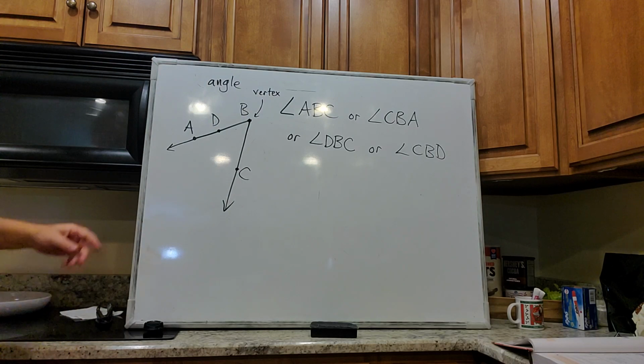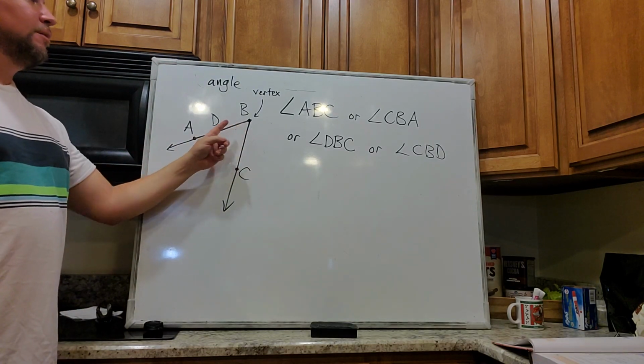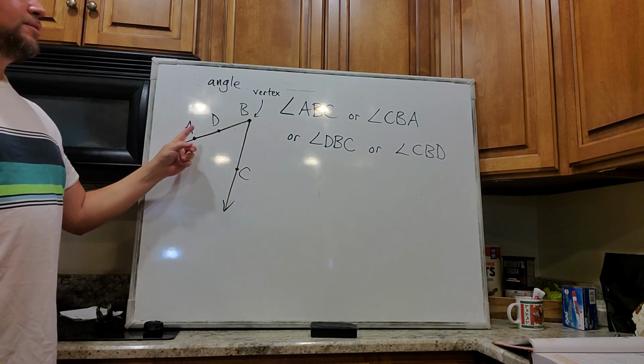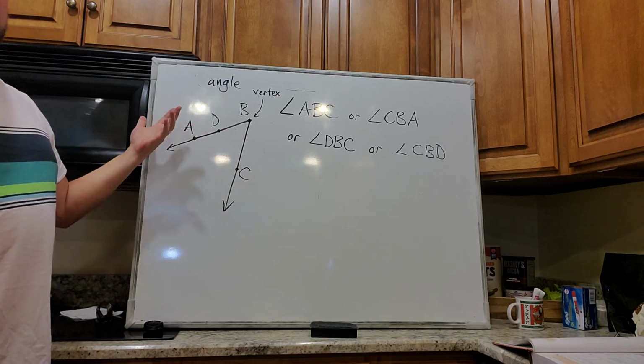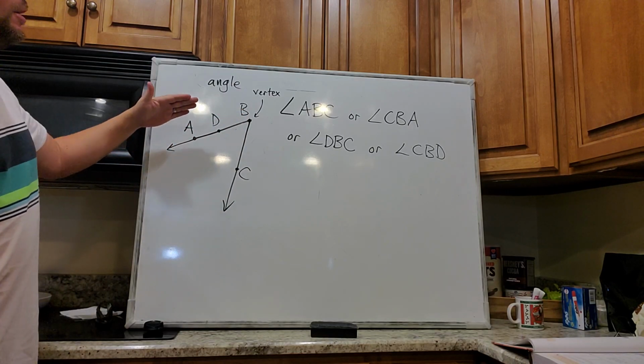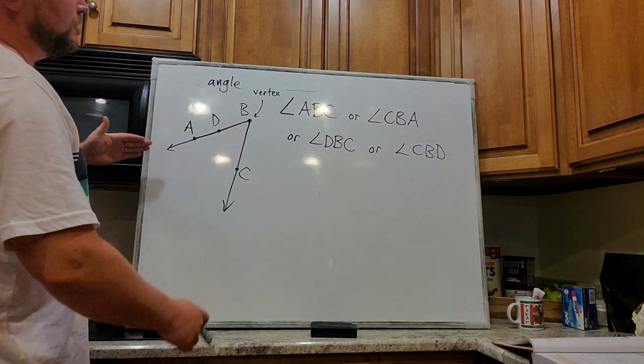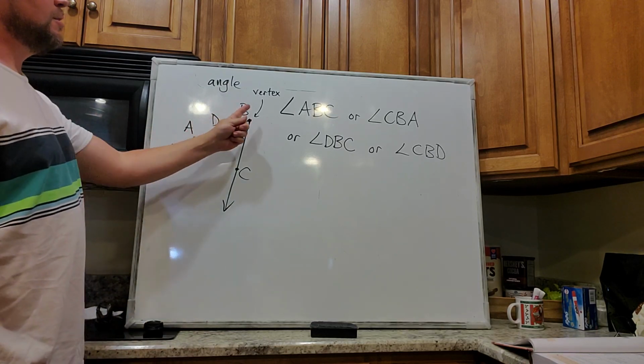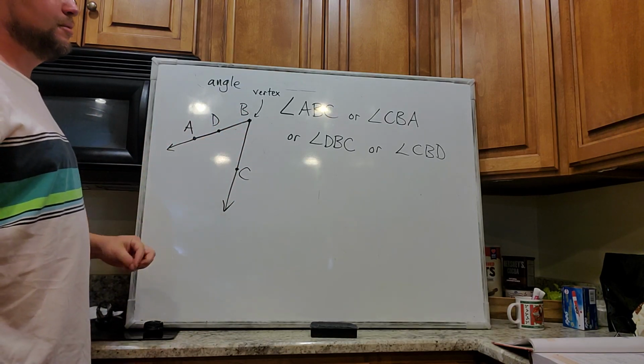You cannot do this, though. Don't call it angle ADB. Notice you've only traced along one side there. The whole point of an angle is that it goes off in a couple of different directions. So you want to be able to trace and include points on both sides.